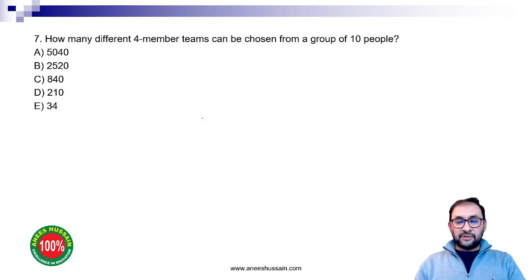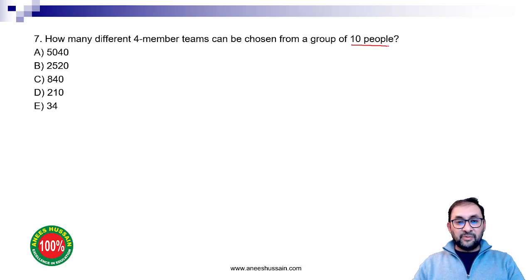Let's look at number 7. Number 7 is very similar to question number 6. So if you've done number 6 and you've seen the video, you understand both the techniques. I suggest you try it yourself. And if you have tried it and you still are not getting the right answer, here's the explanation. How many different 4-member teams can be chosen from a group of 10 people?